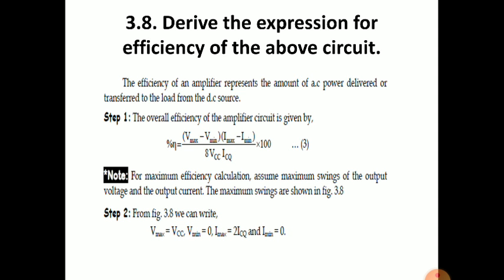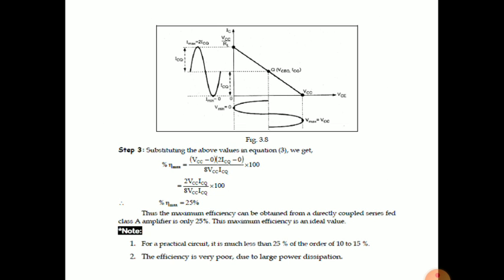For maximum efficiency calculation, assume maximum swings of the output voltage and the output current. The maximum swings are shown in figure 3.8. See the maximum swing, that means it reaches the maximum Vmax and Vmin. The difference between Vmax and Vmin should be highest, and the difference between Imax and Imin should be highest. Then the swings are said to be maximum swings.